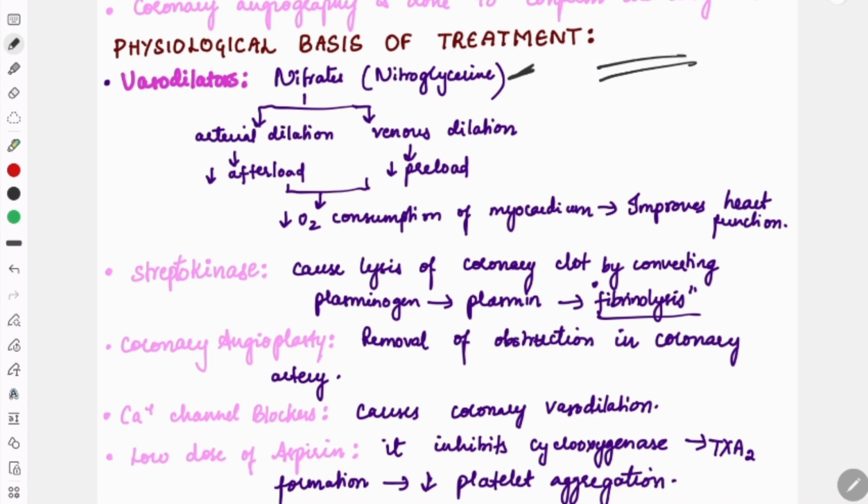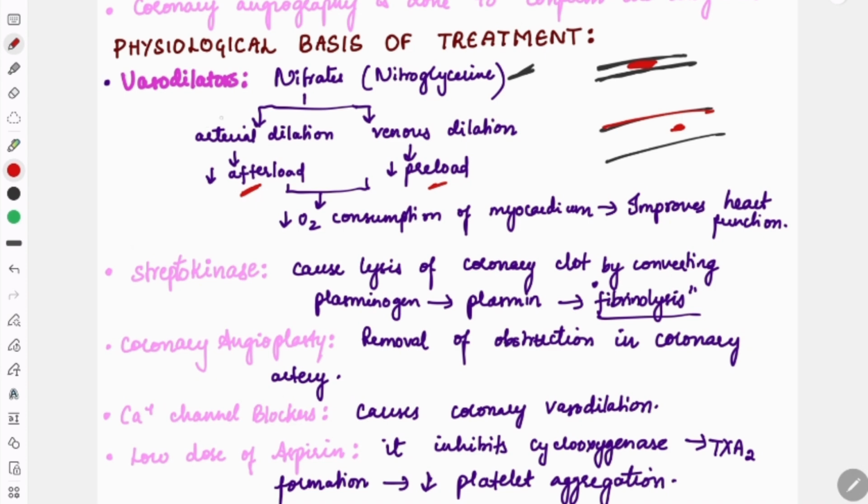Suppose this is the vessel of a person who is suffering from the infarction, and suppose this red color is the obstruction. Now, if you give the vasodilators, it leads to dilatation of the blood vessel, right? And in this way, the obstruction is not completely blocking the vessel. Okay. So this vasodilator is given, which decreases the afterload as well as the preload. It causes vasodilation, meaning it affects both arteries and veins.